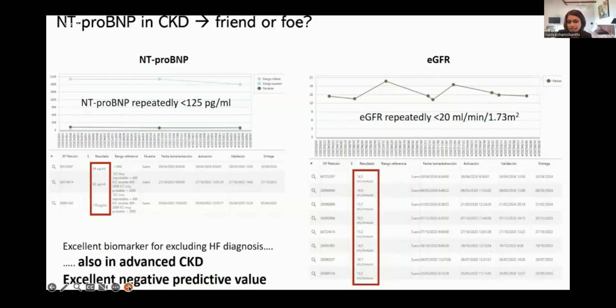So, as I mentioned earlier, BNP or pro-BNP levels are excellent negative predictive value to exclude heart failure in chronic kidney disease. If it is negative, we can say that this patient is not having heart failure.